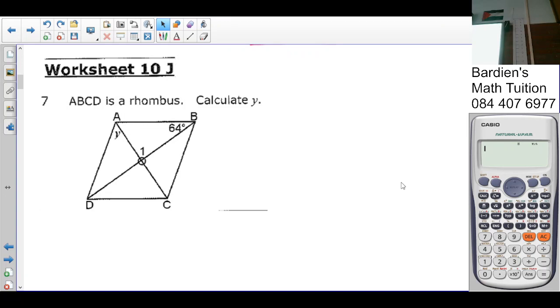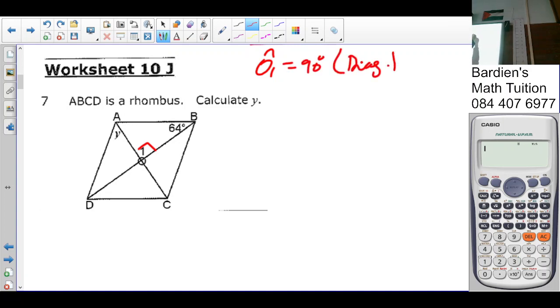People, this is a rhombus. 6 properties come to mind. The one I'm interested in is the fact that that is going to be 90. Why is O1 90? The diagonals bisect perpendicular in the rhombus. There are 3 quadrilaterals where the diagonals are perpendicular. Which are the 3? Kite, rhombus, square. So O1 is equal to 90. Why? We are told that the diagonals are perpendicular in the rhombus.